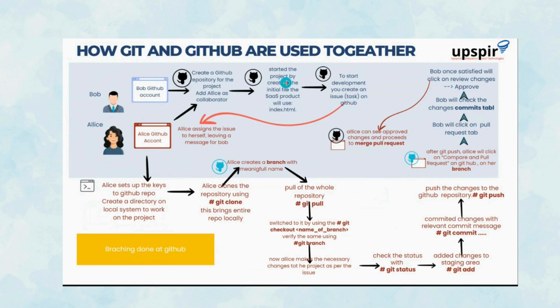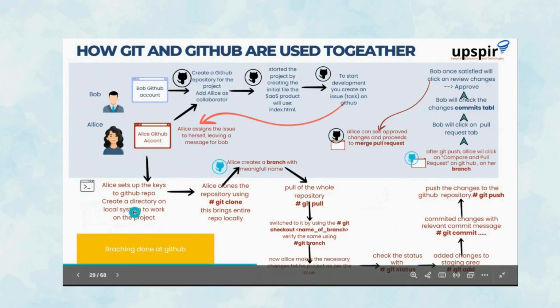You start a project there, and then on GitHub itself you will be able to create an issue. There is a UI option available from where you can create an issue, or you can say task. The team members can assign those tasks to themselves through the UI. In this case we are just having two people, so Alice assigned the task to herself, and now they will set up their local GitHub. They also have to set up the keys to access the GitHub repo. Now they will create a directory on their local system to start working on it.